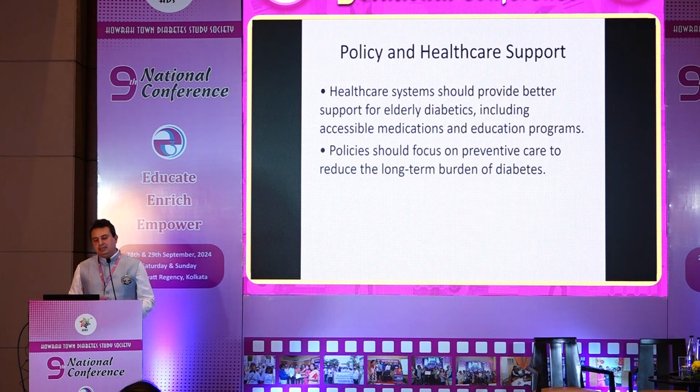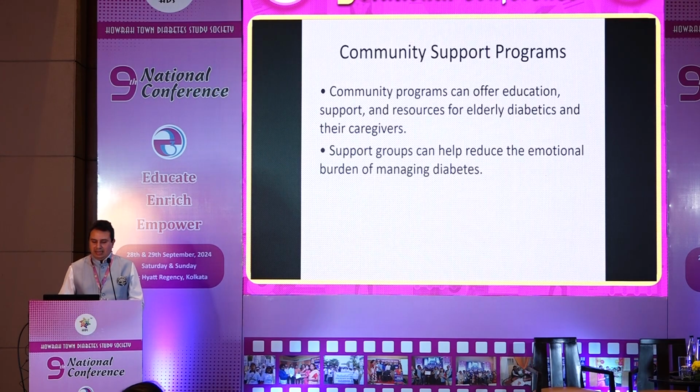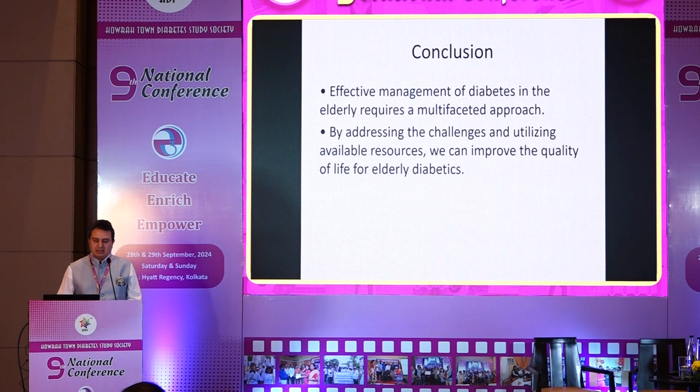Coming up with policies. So this is something that happens at a higher level, and we need to actively intervene and ensure that the healthcare system provides better support for the elderly diabetics, including accessible medications and education programs. Policies should focus on preventive care to reduce the long-term burden of diabetes. Preventive measures, we already talked about: proper diet, exercise, regular monitoring, vaccinations in elderly individuals, adult vaccinations, we are talking more often about it now. And community support programs also go a long way. So this also is a support system.